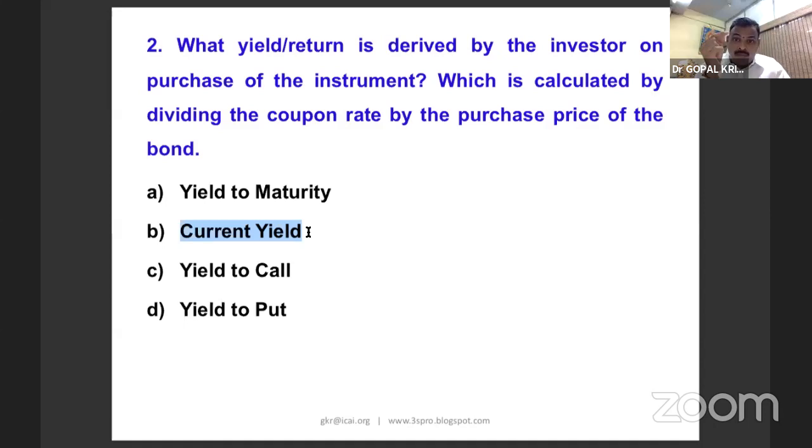So numerator will be return, denominator will be investment. So numerator will be coupon. Coupon means interest. Denominator is the investment. Investment is your purchase price. So how much you have paid is the denominator, how much you are going to get returned to your pocket is in the numerator. So that is called current yield. And you may get a question on current yield. Very important. So the answer is 2B. Good. So next.